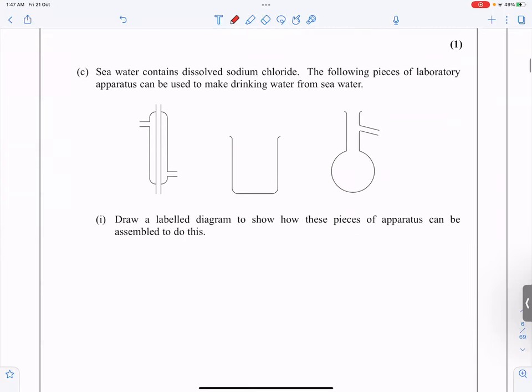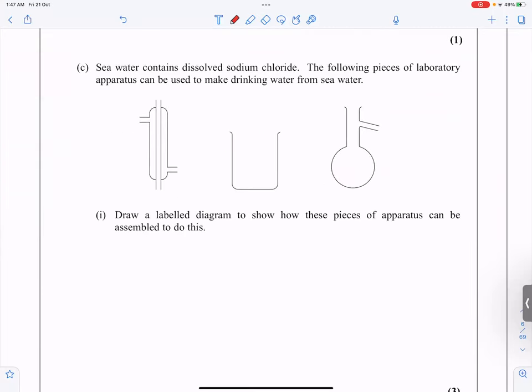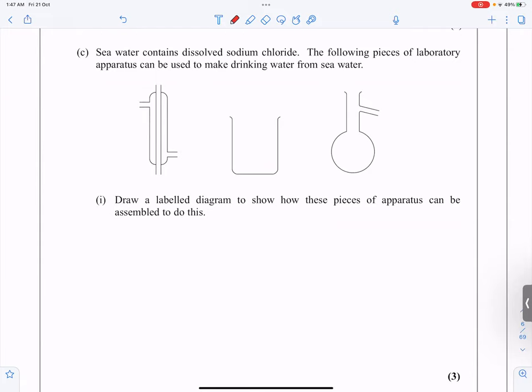Question C: seawater contains dissolved sodium chloride. The following pieces of laboratory apparatus can be used to make drinking water from seawater. Draw a labeled diagram to show how this apparatus can be assembled to do this. We use a distillation flask, the round bottom flask, and we put seawater in it.